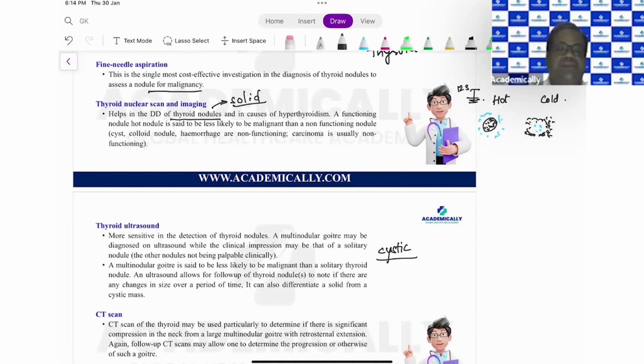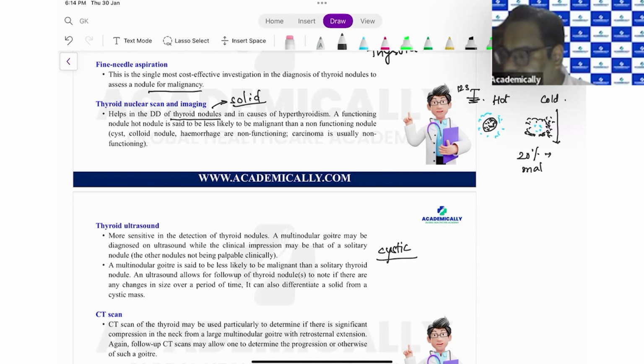When the nodule takes up more radioiodine compared to the rest of the gland, we call it a hot nodule. And that means it's a hyper-functioning nodule. Whereas when the nodule takes up less radioiodine as compared to the rest of the gland, then we call it a cold nodule. Now, what is important is that almost 20% of these cold nodules can be malignant. So one has to be very careful. The moment you see a cold nodule, you will send for an FNAC to see whether it is malignant or not.